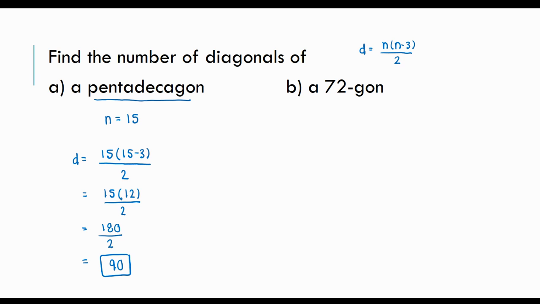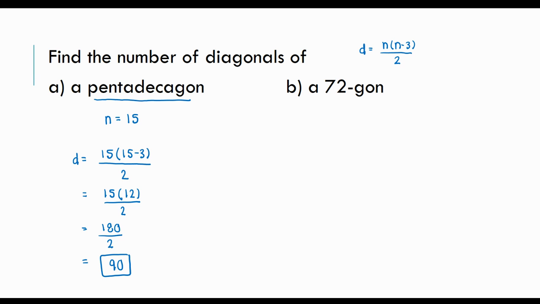Diagonals are segments, so I don't put a degree symbol with it. And hopefully that makes sense that I would definitely not want to try to draw that and add them up, because it would take us quite a while if we're dealing with 90 diagonals. And that's just with 15 sides.